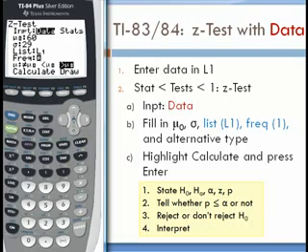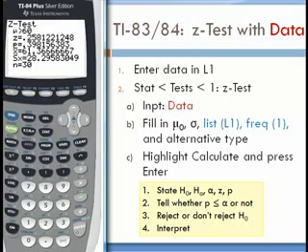And then our alternative hypothesis. We select the sign that matches our alternative hypothesis. Again, that is the mean is greater than 60, so we want to select greater than, and we press Enter, and then we select Calculate and Calculate. And we got a z-score of 0.2581 and a p-value of 0.398.